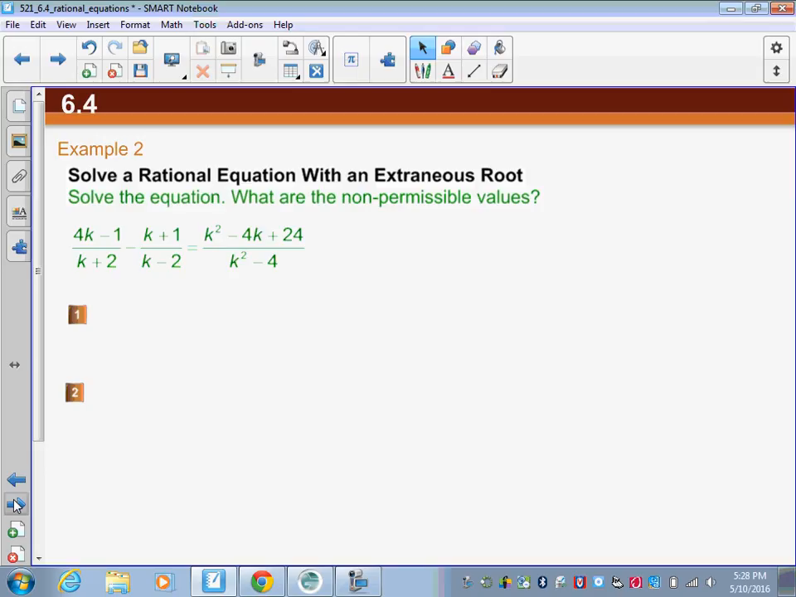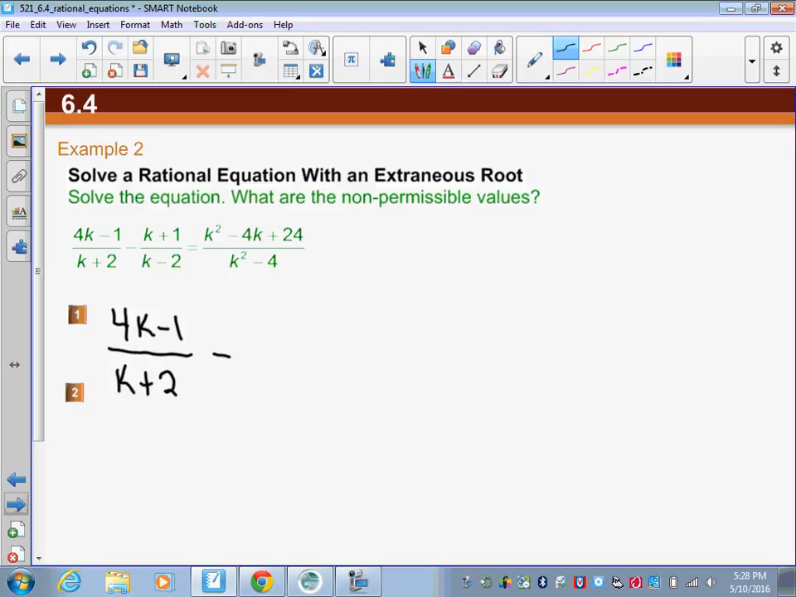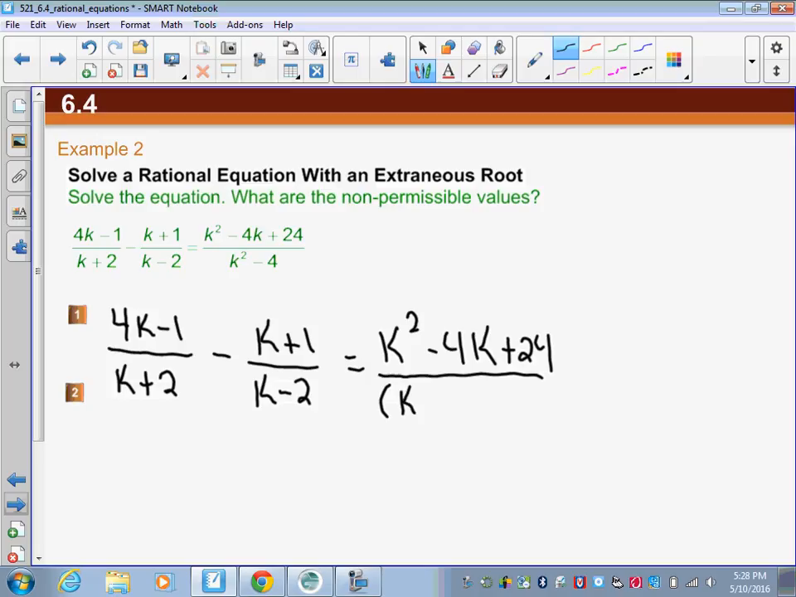Now, this one will have an extraneous root, one that will not work. So, remember the first thing we want to do is simplify all of our denominators. So, nothing to simplify there. And nothing to simplify in the second term. But this one does have a difference of squares, so I'll factor it. K minus 2, K plus 2. So now we can see our common denominator, which is K minus 2, K plus 2.